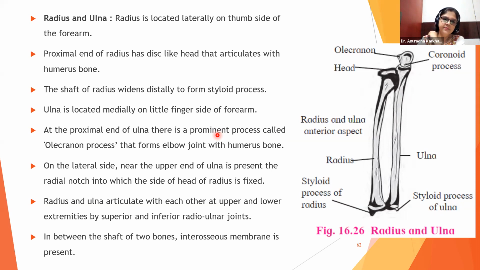Okay, so the proximal end of the radius has a disc-like head that articulates with the humerus bone. So just now we saw that.